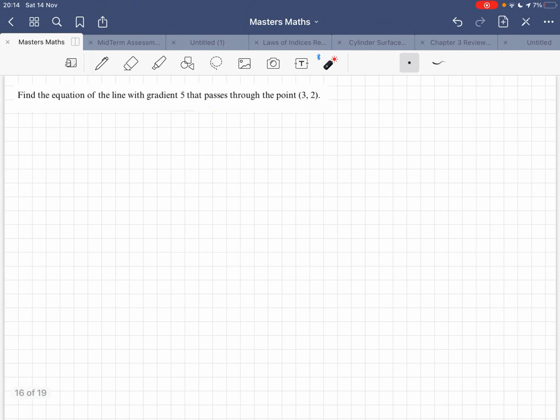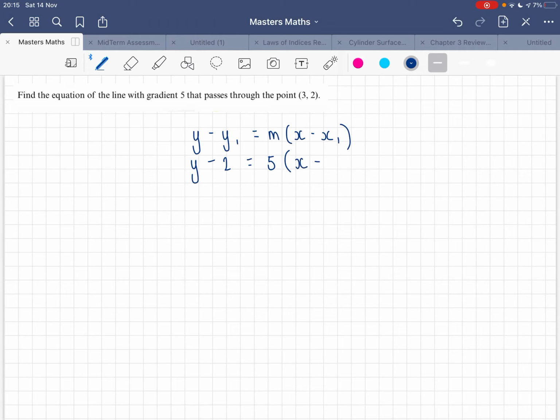So find the equation of the line with gradient 5 that passes through the point 3, 2. So we are just going to plug that straight into our formula. Our formula is y minus y1 equals m(x minus x1). We know the gradient and we know the point, so we can put that straight in. So we have y minus 2 is equal to 5 multiplied by x minus 3.